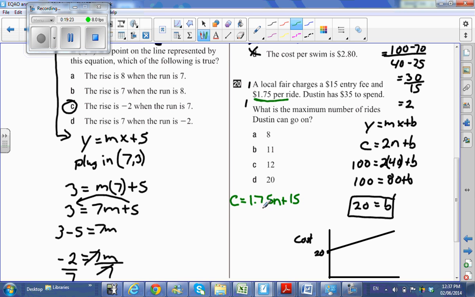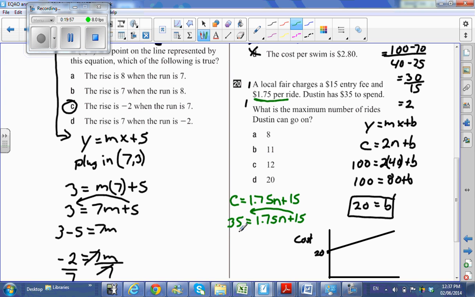Okay, so we're trying to figure out what's the highest n could ever be. So could it be 20? So go 1.75 times 20, then add the 15 on. Well, that's not quite $2 a ride, but times 20 would be $40. Plus 15 would be 55. So I think that one's going to be way too much. So we could do it by trial and error, plug in 11 and 12 and see which one, or simply put in 35 for the cost. Now, usually when this works out, it's not going to work out to be exactly 10 rides or 11 rides or 12 rides. It could be a decimal. So let's go ahead and see what happens.